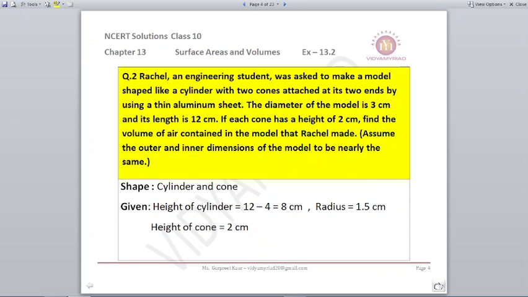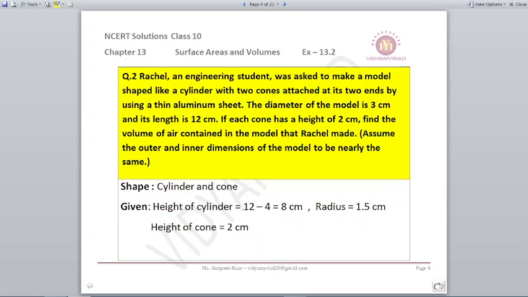So, first of all, we need to understand what will be the shape. The shape consists of cylinder and the cone. Now we are given the height of the cylinder. Total 12 minus 4 we will do, because the 2 cm parts are on the cones, that is on the extreme ends. So 2 plus 2 is 4. So total height is given to us as 12. So height of the cylinder will be 12 minus 4, which will be 8 centimeters. And the radius will become 1.5 centimeters as diameter given to us is 3. And height of the cone will be taken as 2. So we have all this information with us.